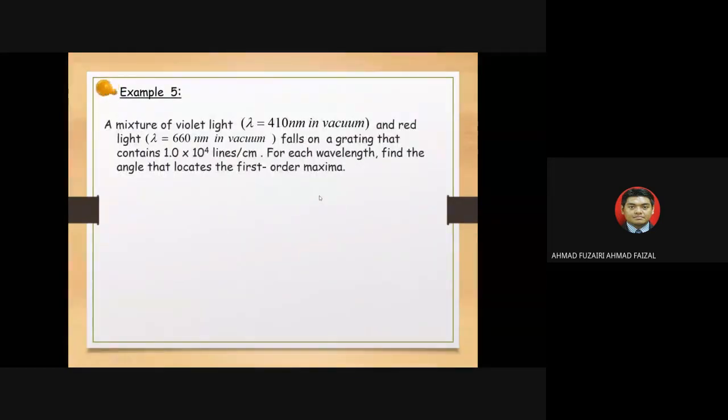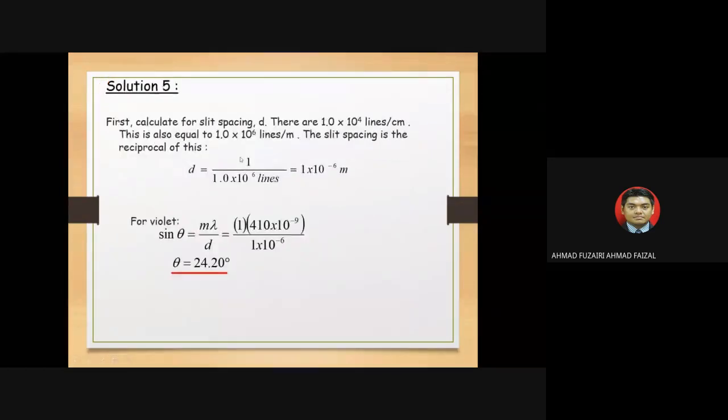Example 5. A mixture of violet light and red light falls on a grating that contains this number of lines in every 1 centimeter. For each wavelength, find the angle that locates the first order maximum. What we are going to do first is convert this number of lines per centimeter to number of lines per meter. Once you convert this, you're ready to calculate the slit spacing. This is how we calculate the slit spacing. We'll get 1 times 10 to the power of -6 meter.